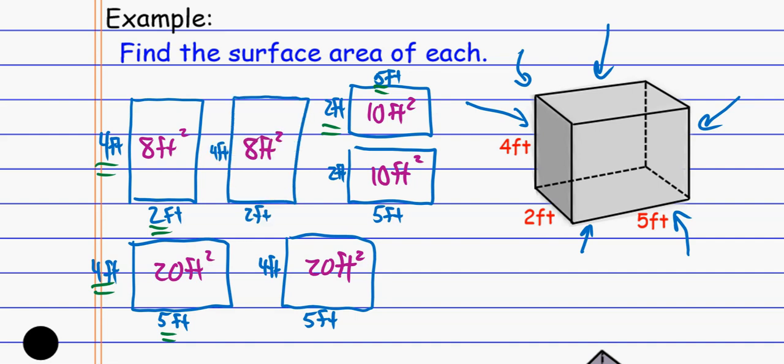Okay, with it all drawn out, I just simply have to add all of these pieces together, all 6 pieces together. And if I do that, let's see, that gives me a 40, 60, 76 total in terms of the square feet. So the surface area of this one is 76 square feet. Okay? And again, it's just adding up all those pieces.